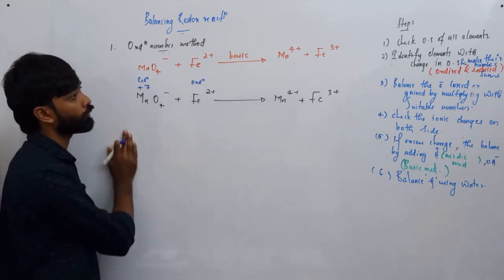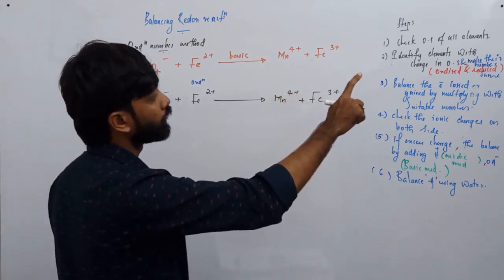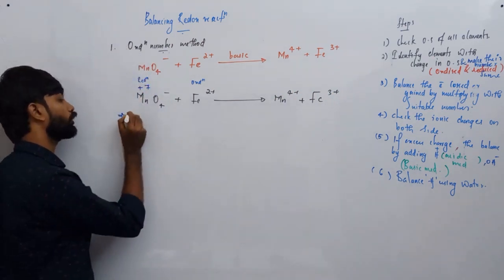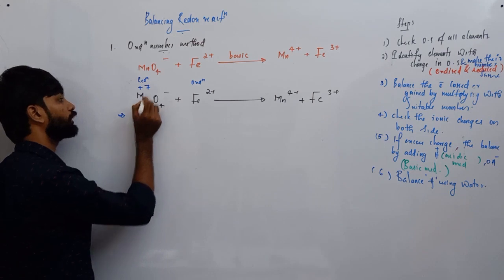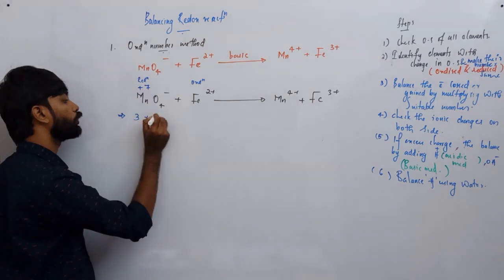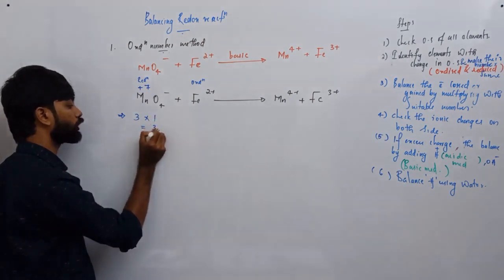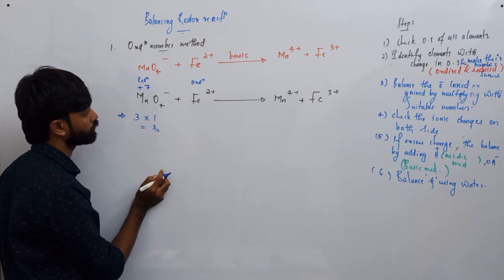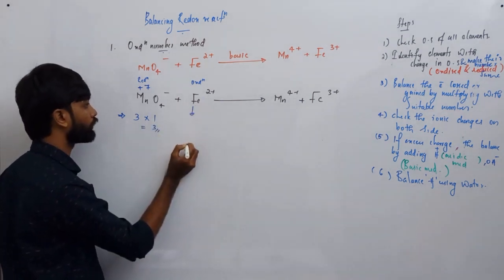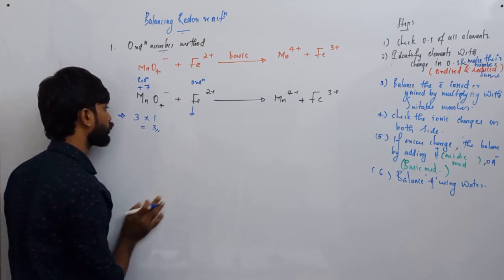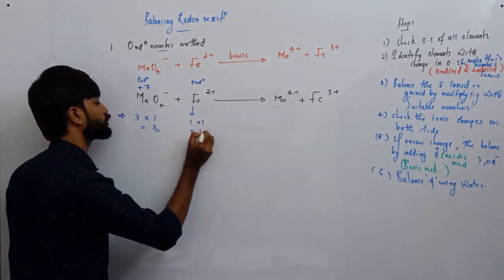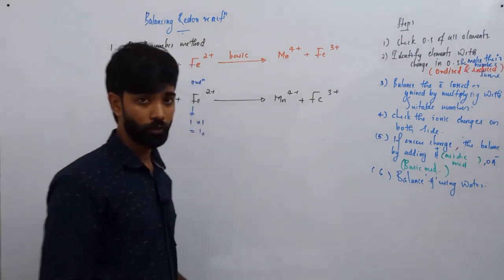Then balance the electron lost or gained. So you have to find the number of electrons lost or gained. It is found by checking the change in oxidation state, +7 to +4. So the change in oxidation state is 3, into the number of such atoms, that is 1. So electron gained is 3. What about the lost? Iron undergoes oxidation, so it may lose electron. The change in oxidation state is 1, into the number of iron, which is 1. So loss of electron is 1. Gain of electron is 3.